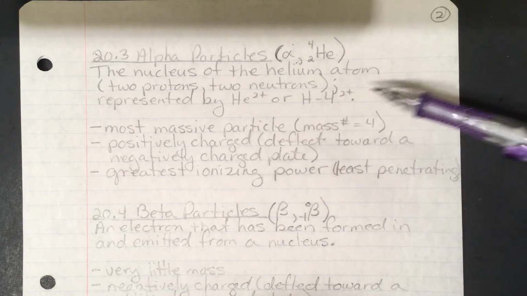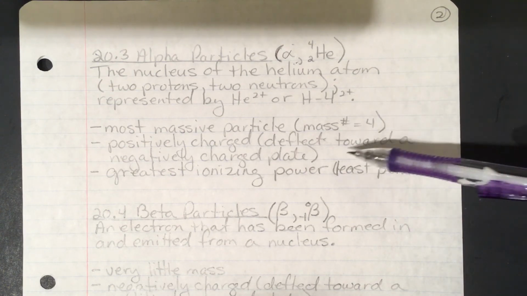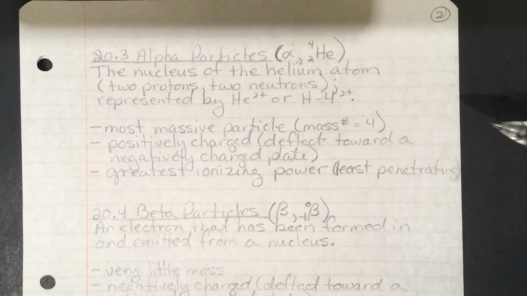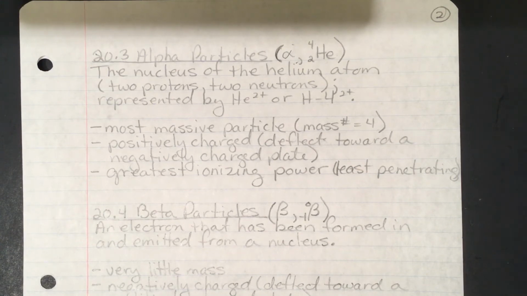They are positively charged. They discovered that they are positively charged because they deflect toward a negatively charged plate. They also know that it's the most massive because due to inertia, their path does not change as quickly as if they were less massive. So that's one way they knew that they were more massive at first: inertia and momentum keeping them on a straighter path and not curving as quickly.